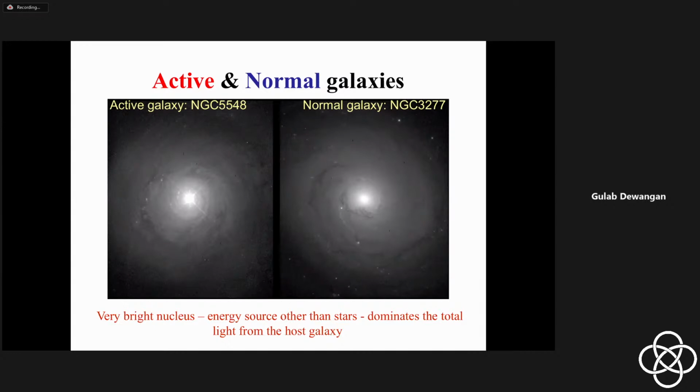So they are identified by the presence of a very bright star-like nucleus, and the light from this nucleus itself can overshine the entire galaxy. This is how we find them in observations. Of course, there are different techniques at other wavelengths also, but this is how you easily identify active galaxies.